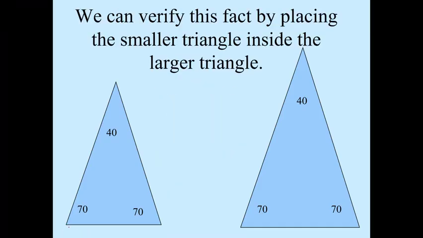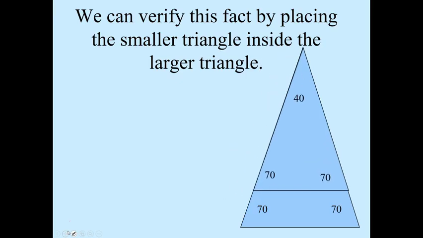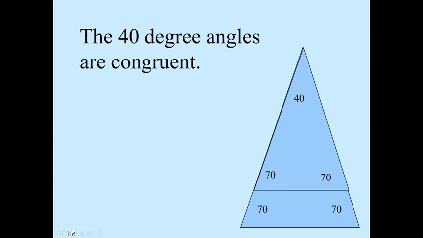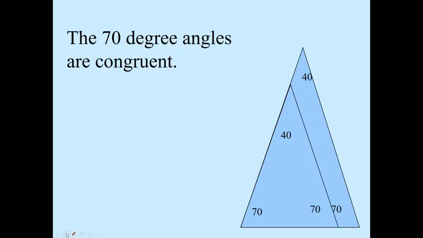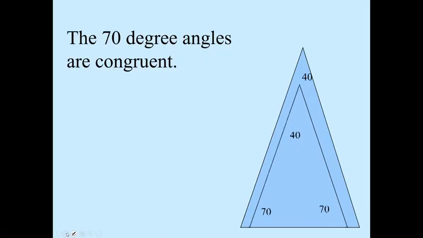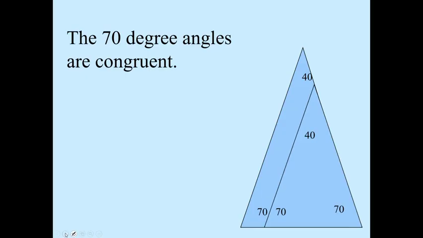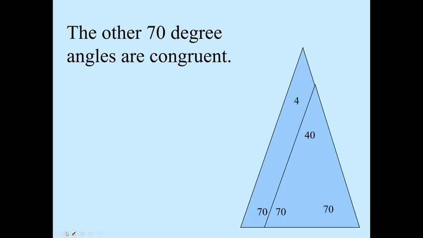Okay? So we can verify this by placing the smaller triangle inside the larger triangle, and you will see that the angle measurements are the same. So let's do that. Let's check it out. Does that work? Yes, it certainly does. The 40-degree angles are congruent. And also, the 70-degree angles are congruent. So that means that all the angles are the same measurement. It's just the sides that change.